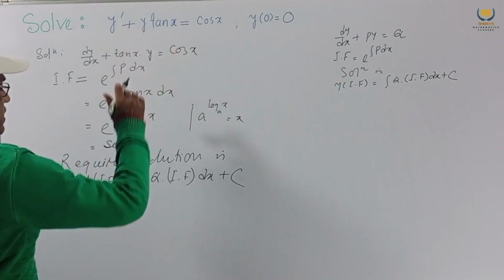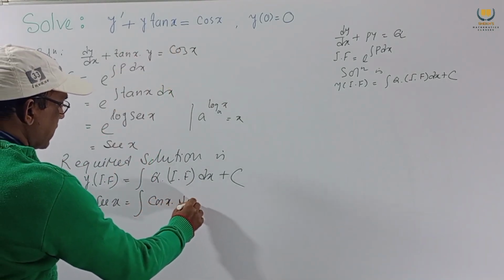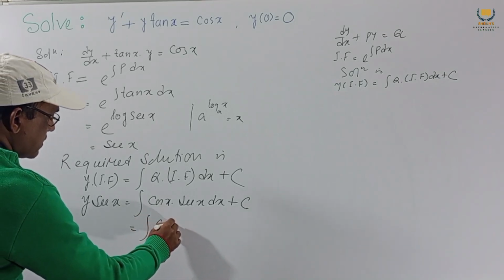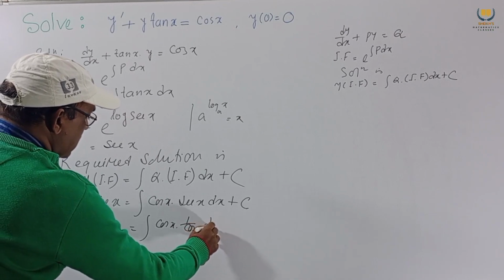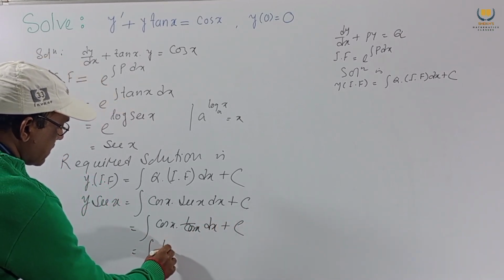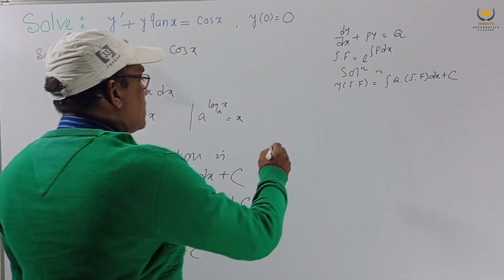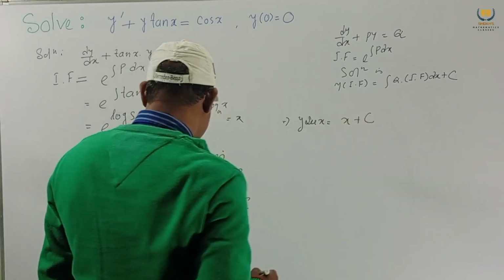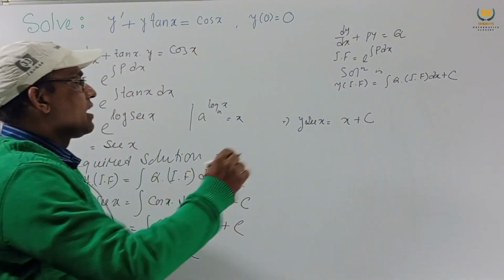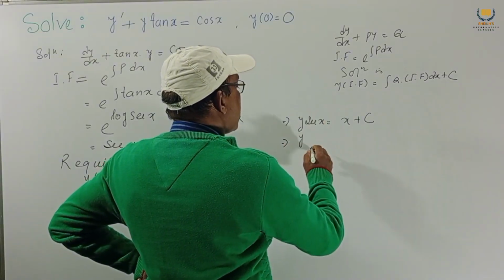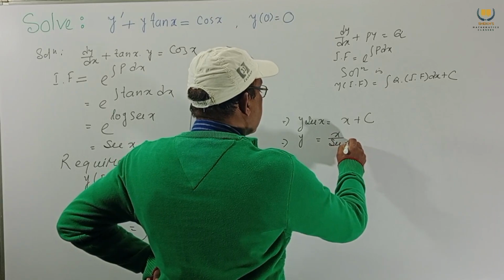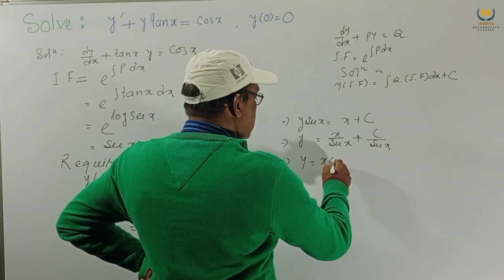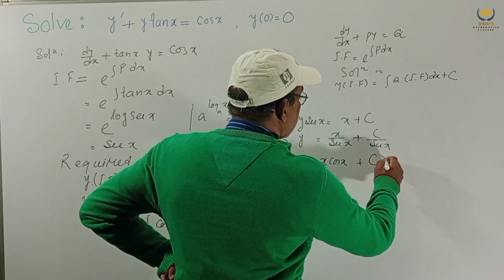Y into IF means y sec x, Q means cos x into sec x dx plus c, and sec x means 1 by cos x, so cos cancels. So we get y sec x equals x plus c, since integration of dx means x plus c. Dividing both sides by sec x, y equals x cos x plus c cos x.